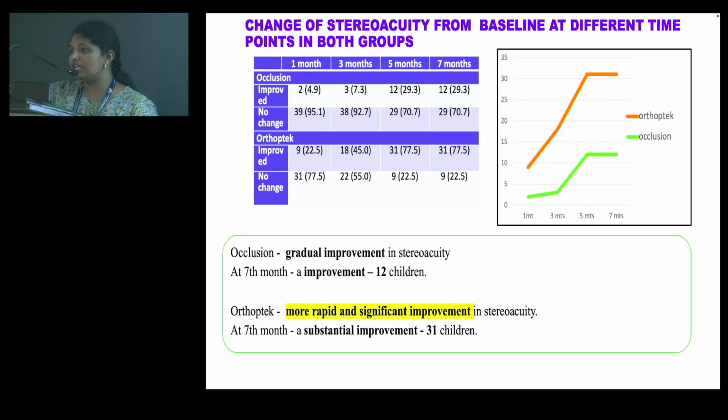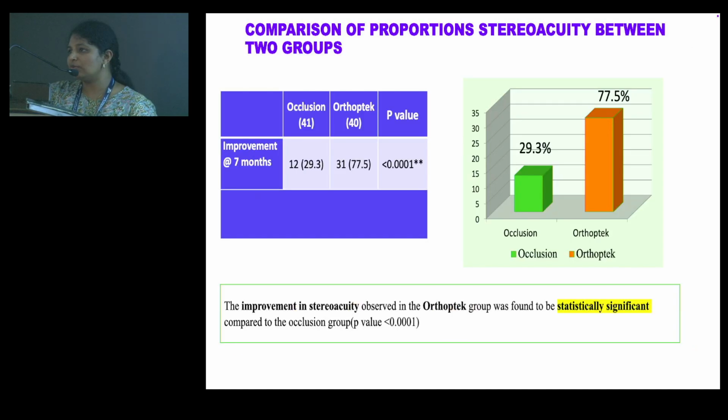Now, change of stereo acuity from baseline at different time points in both groups showed that occlusion showed a gradual improvement in stereo acuity. The orthoptic group showed a more rapid and significant improvement in stereo acuity. Comparison of stereo acuity between the two groups showed that the improvement observed in the orthoptic group was statistically significant compared to the occlusion group.